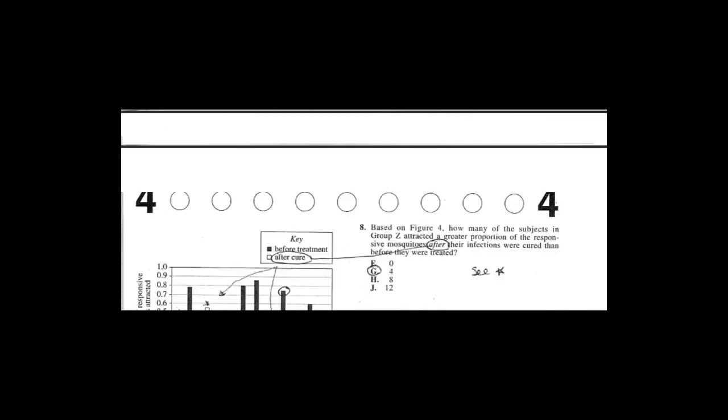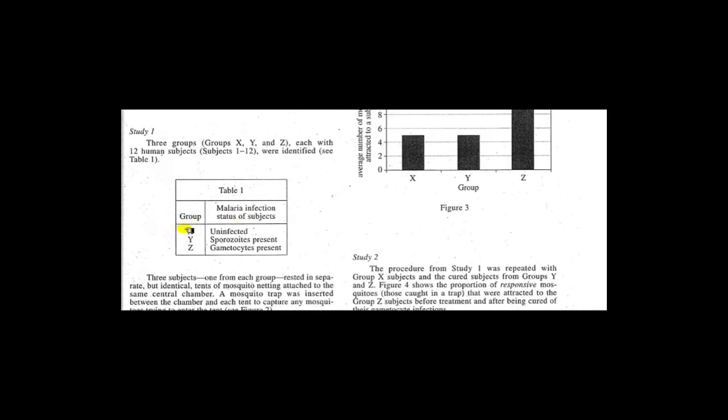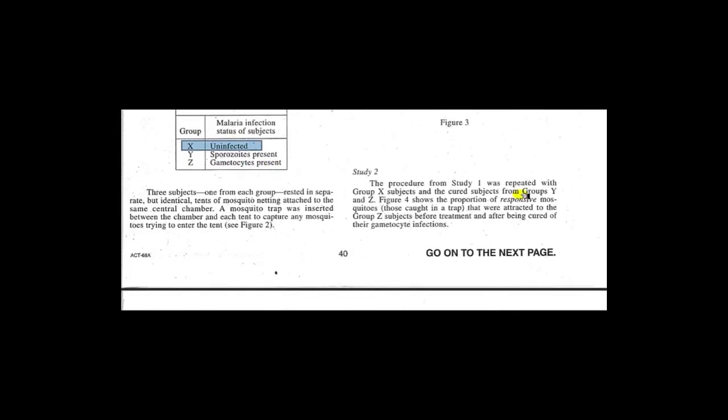I go back up, take a look at the first page. I look at table number 1 in study 1, and this is what it says. X is unaffected, and Y is sporocytes, and Z is gammacytes. When I come back over to study 2, it says the procedure from study 1 was repeated with X group subjects and the cured subjects from group Y and Z. So now we have X is unaffected and X is still repeated using the X subjects. Y, it says, in study 1 was sporocytes present, but now they're saying that in study 2, the Y group was cured.